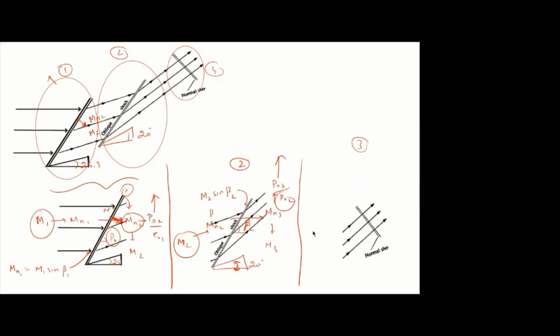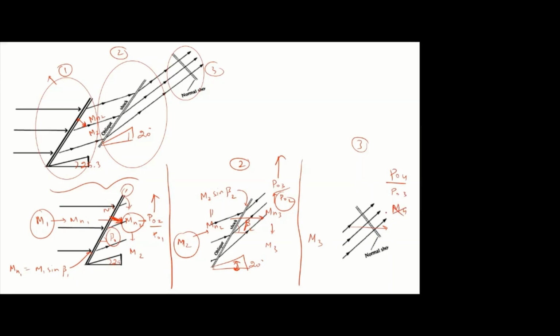We have M3. You have M3. Forget Mn for this normal shock. There is no Mn. Only the local Mach number, so we can directly go for the M4 value. We can find it from the normal shock table. So if you know M3, we can find M4 and P04 by P03.